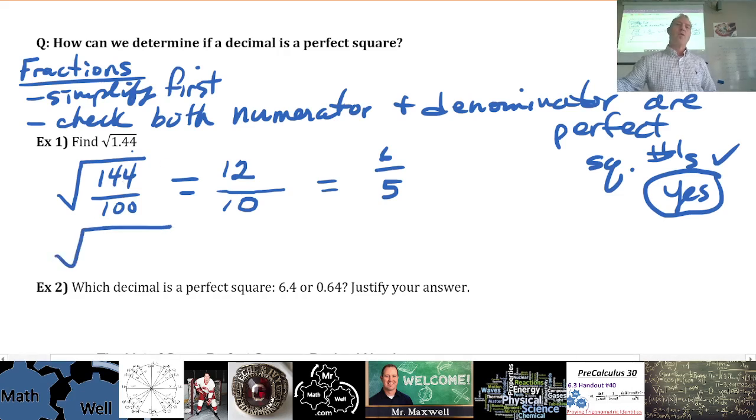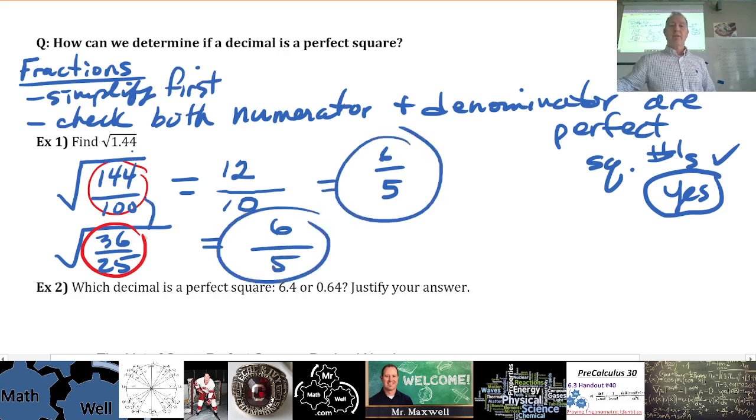So 144 over 100. Can we simplify this? Yeah, we can divide both by 2, for sure. That's 72 over 50. Can I divide both of those by 2 again? Yeah, that's actually 36 over 25. So, just like multiplying fractions, if you simplify first, it might be a little bit easier, because this is now really easy to find out. The square root of 36 is 6. The square root of 25 is 5. Get the same answer. So either you simplify first, or if they're perfect squares, you can simplify second. That's okay too.